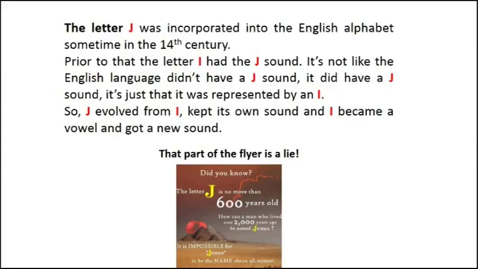It did have a J sound. It's just that it was represented by the letter I. So J evolved from I, kept its own sound, and I became a vowel and got a new sound. And that part of the flyer, of course, is a lie because they're telling you that there was no J.